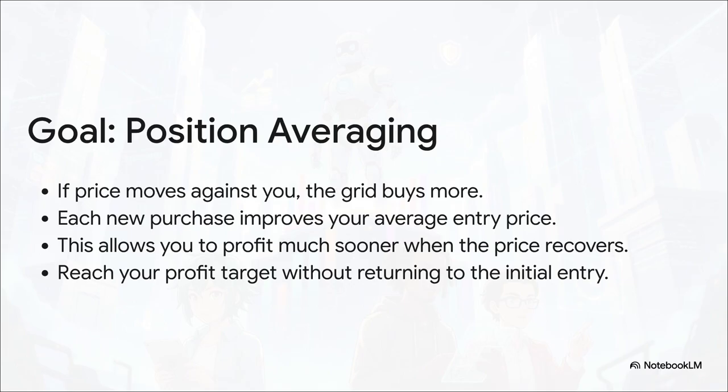So what's the whole point of this? It's called position averaging. If the price starts to move against you, the grid strategically buys a little more at a cheaper price, and then maybe a little more if it keeps dropping. Each time, it's lowering your average entry price. This is huge because it means you can get into profit way sooner when the price recovers. You don't even need it to get back to where you first bought in. It's literally designed to turn a potentially losing trade into a winning one.